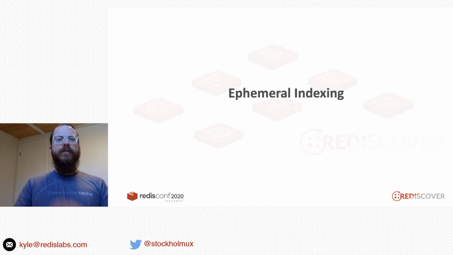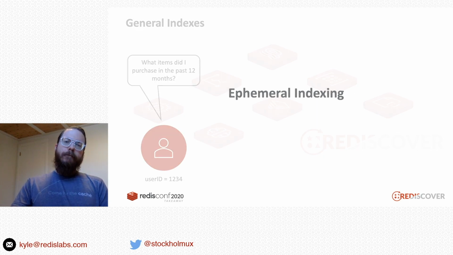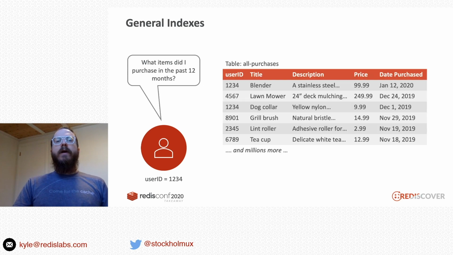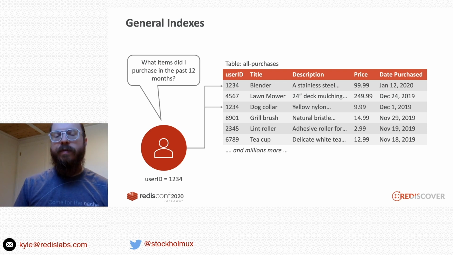Okay, shifting gears, let's talk about ephemeral indexing. Ephemeral indexing is an interesting pattern that is supported by a very small feature in Redisearch that makes very big differences to your actual application. So let's look at what you would normally do in this case. Think of a purchase history on an e-commerce site. User 1234 asks, what items did I purchase in the last 12 months? What's going to happen is it's going to go to a table. It's going to have all purchases, that's the table name, and then it's going to sort through those through some indexing mechanism and find the ones that match the user ID and then return those back to them.